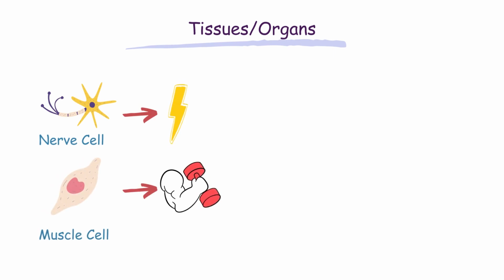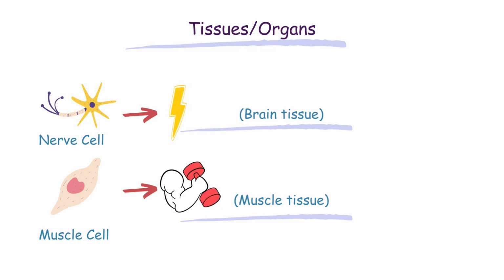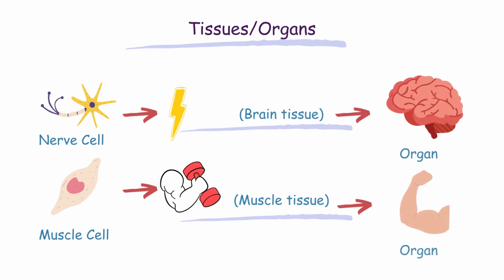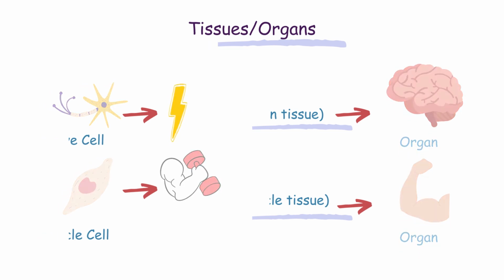Now imagine cells with different superpowers, such as the nerve cells with the superpower of electricity, and muscle cells with the superpower of strength. So the cells with similar superpower team up and work together to form tissues. Now, tissues combine to create organs. These are like a group of friends who are experts in different things. Together, they make sure our bodies work smoothly.